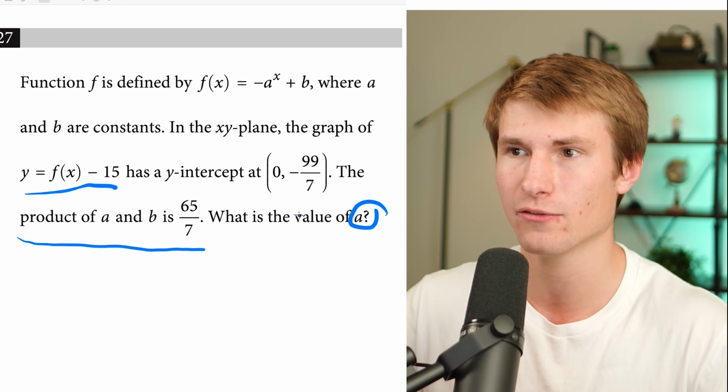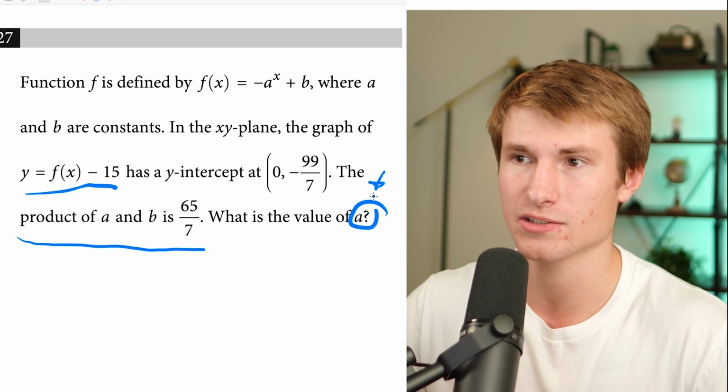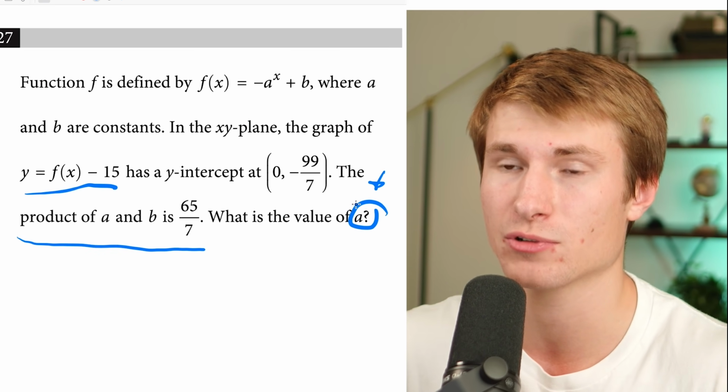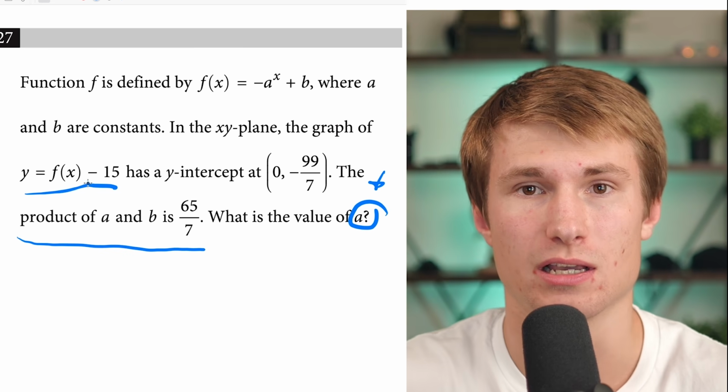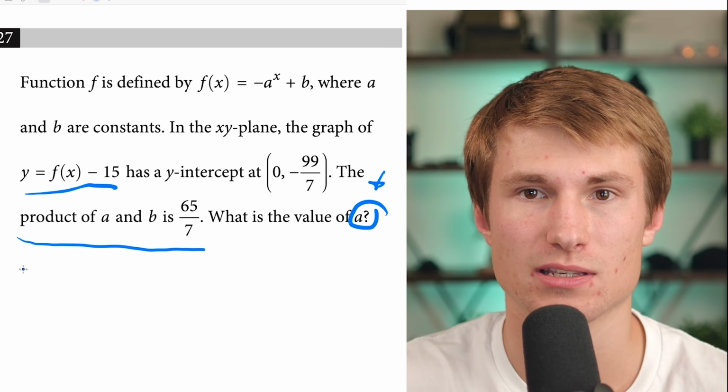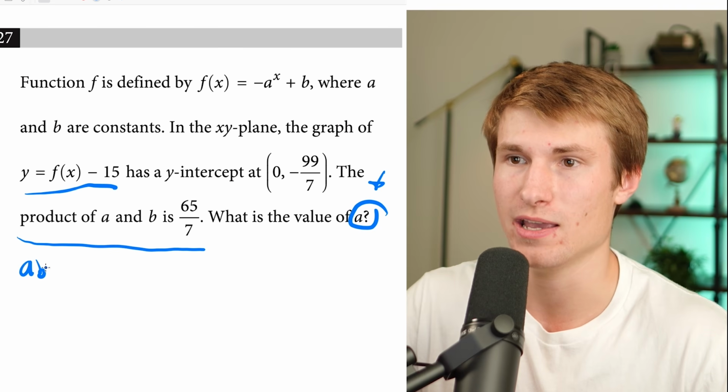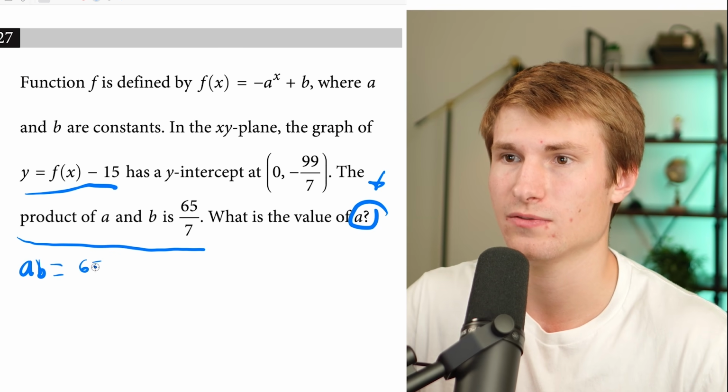So a couple things you need to look out for here. Number one, what are you asked to answer with? In this case, it's the value of a, so that's the only thing we should really focus on solving, unless there's something we need to solve before in order to get to the value of a. Next, we are given that the product of a and b is 65 over 7. So let's go ahead and write that. A times b is equal to 65 over 7.